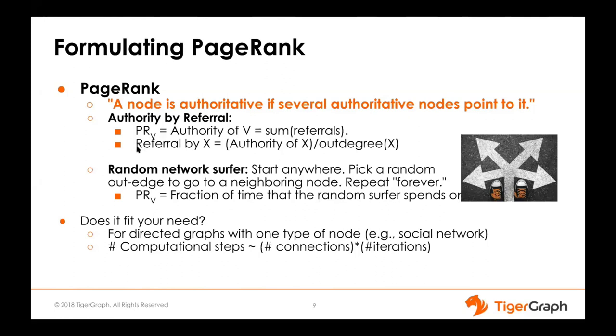What is a referral? A referral by X is the authority of X divided by its out degree. That is the number of neighbors that it has. So if a person is standing at a node and there are four out degrees, there are four neighbors, you take the current authority of X and divide it by four, and that score goes outward as a referral. So whatever authority you currently have, you pass it on to your neighbors as a referral. You can compute this overall.